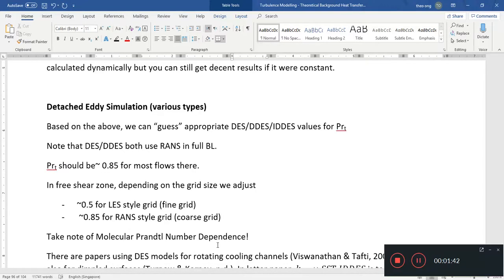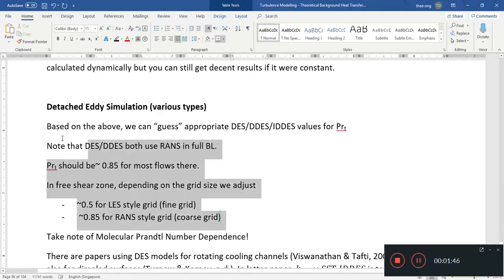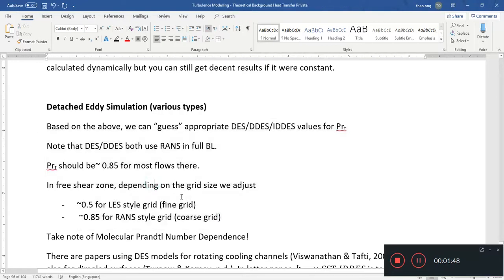Now, first things first, you may be asking what Prandtl number to use. We kind of covered that. Usually we have 0.85 in the boundary layer, and the recommended value is about 0.4 or 0.5 for LES style grids in the center. We saw from dynamic models that we have a turbulent Prandtl number of almost 1 near the boundaries and closer to 0.5 near the center.